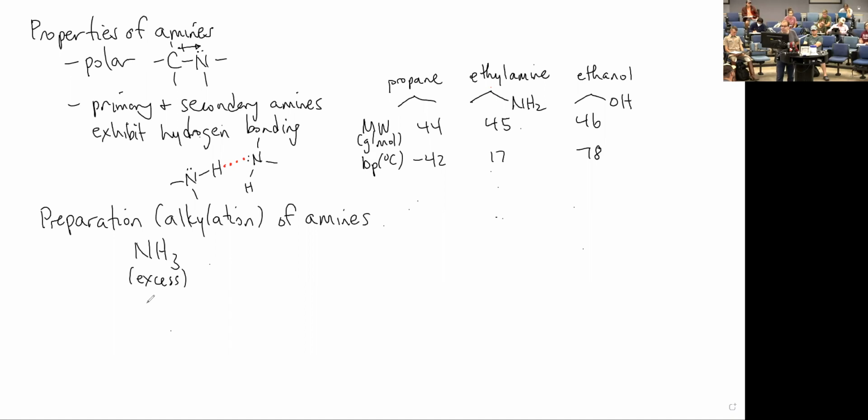Let's say that we treated this with, let me get my colors out again, 1-bromobutane or 1-chlorobutane. Let's say that we treated 1-bromobutane with a very large excess of ammonia. And there are ways of doing this, to be sure. What we can expect to happen is that we will get that same butyl group attached to, wait a minute, I'm going to go back to black.